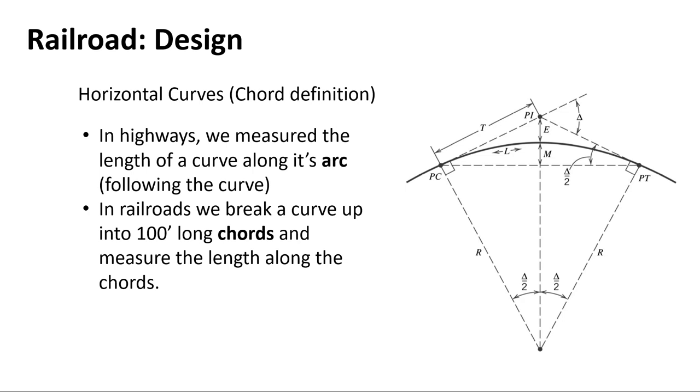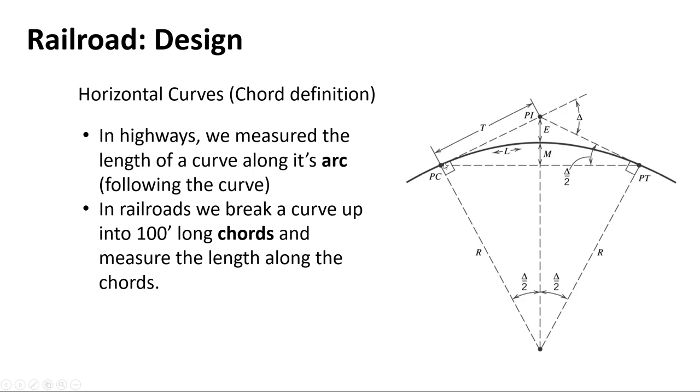For that, the biggest difference is in horizontal curvature, right? So alignment, we would call this. This is plan view, looking down on the track in this case. We still have the point of curvature, point of tangent, or PI. That hasn't changed. The difference is that in highways we measure the length of the curve along the curve itself, along the arc of the curve. And so in highways, that's how we would measure it. In railroads, we break it into chords, and the chord is just little straight sections.